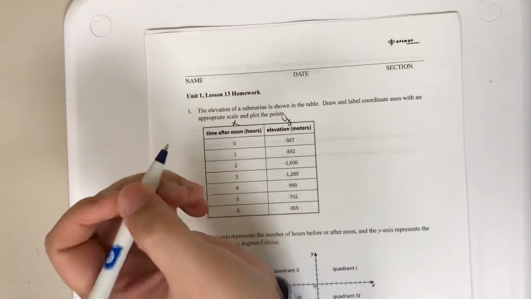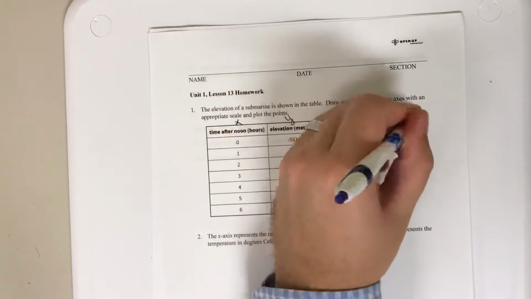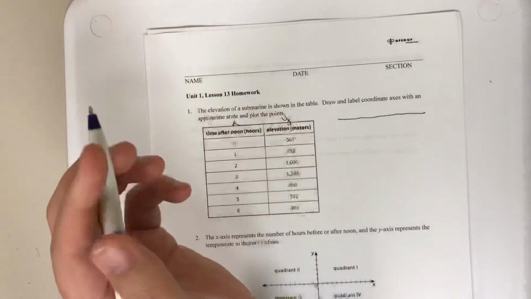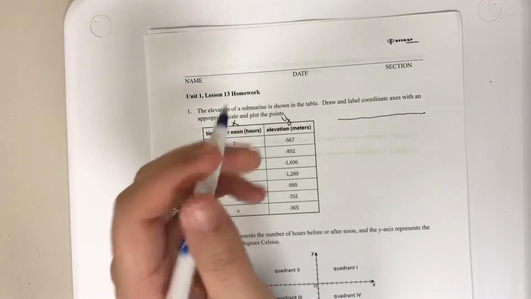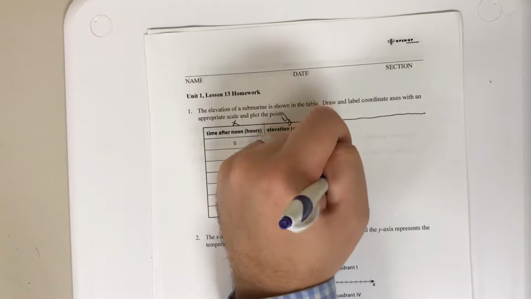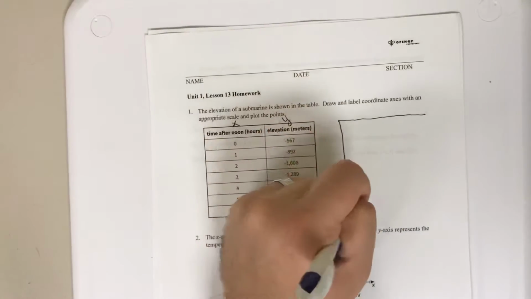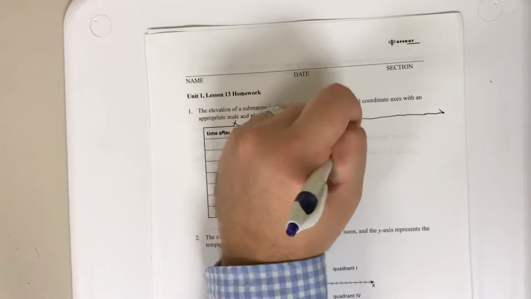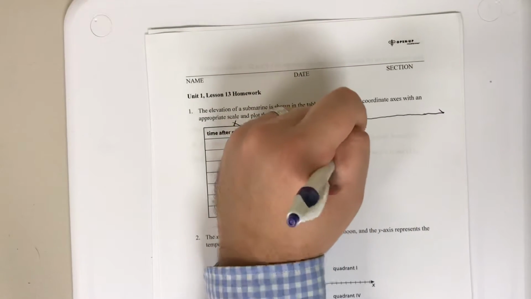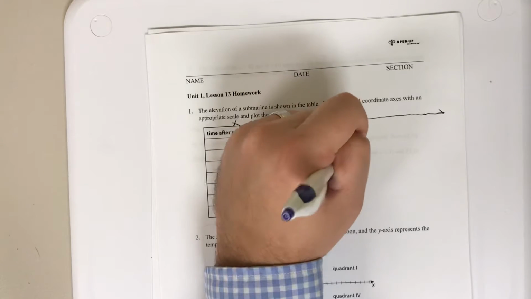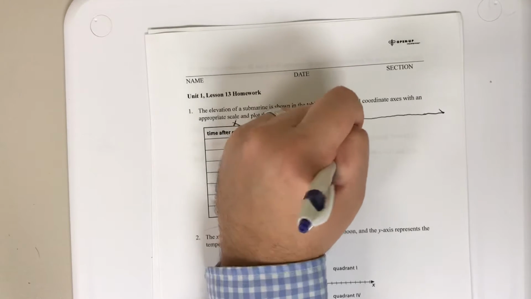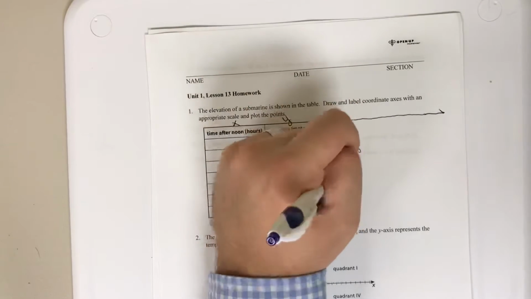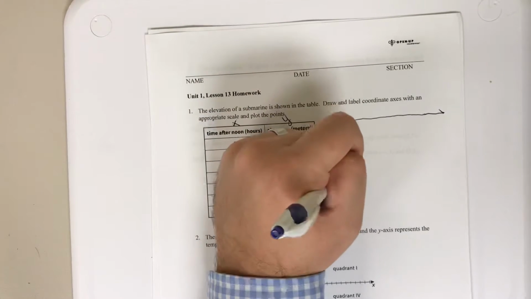So for this one, I'm going to count by 100s, and I'm kind of going to draw my axis kind of like this for this problem here. I'm going to count by 100s and hope that I can fit everything on here, and these should be negative, right? So I'm just using the 4th quadrant of the coordinate plane.